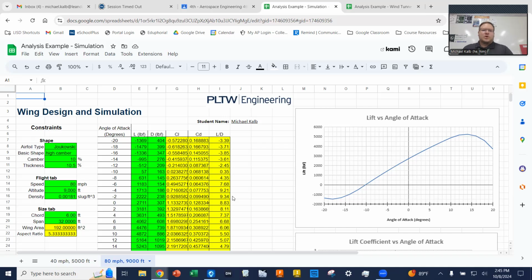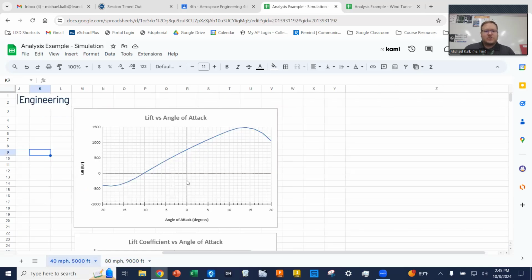In the next video, we're going to be looking at the cruise conditions and seeing whether or not it can cruise efficiently. That'll be our next test.